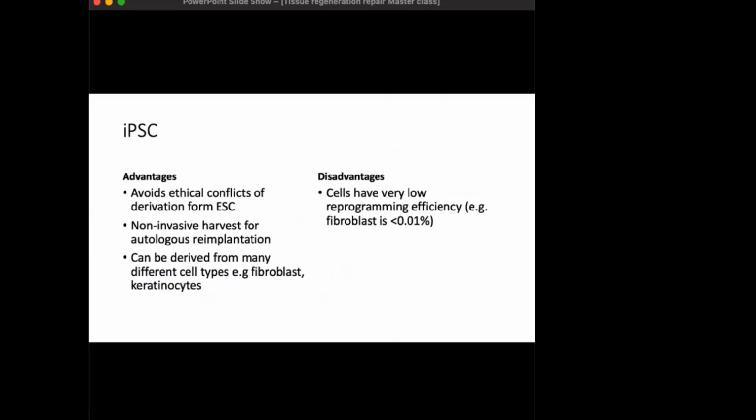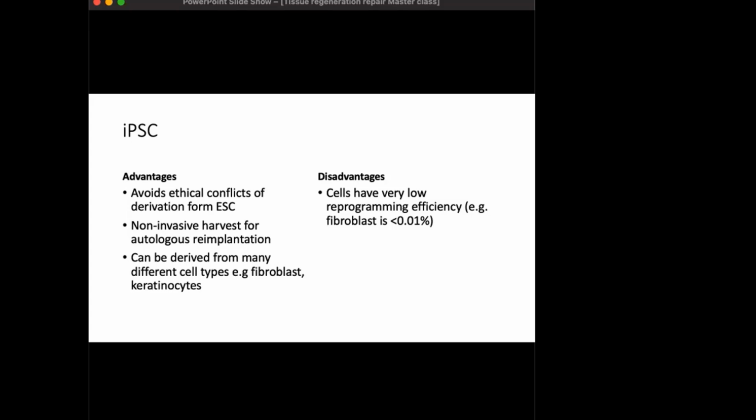The advantages are that it avoids the ethical conflict of taking stem cells from the embryo. It's non-invasive, and you can implant it back into the patient, so there's no problem with rejection. And you can derive many different cell types, for example, fibroblasts and keratinocytes. The disadvantage, or what's limiting it, is that the cells have very low reprogramming efficiency. So it's not as easy as it sounds.